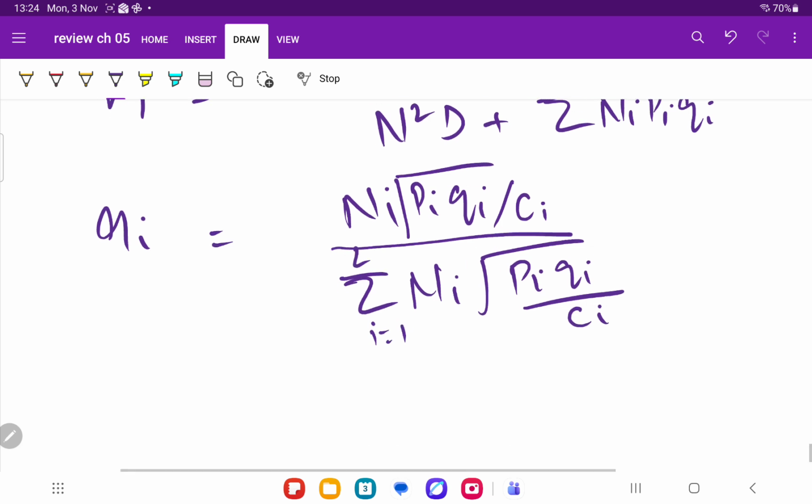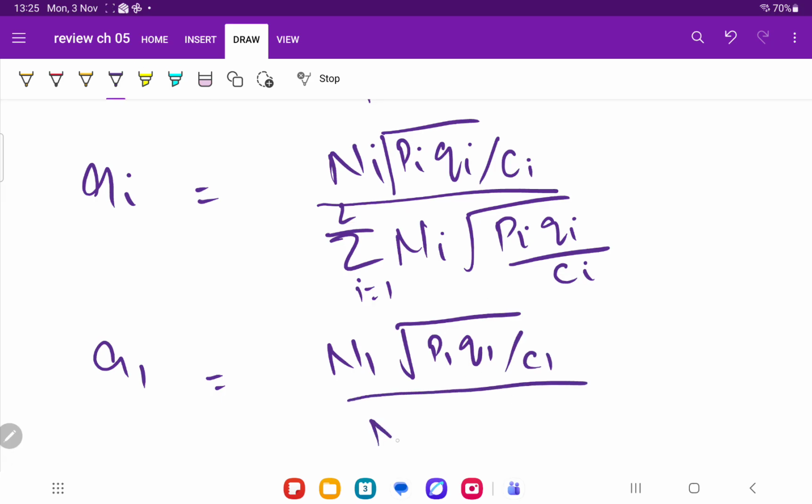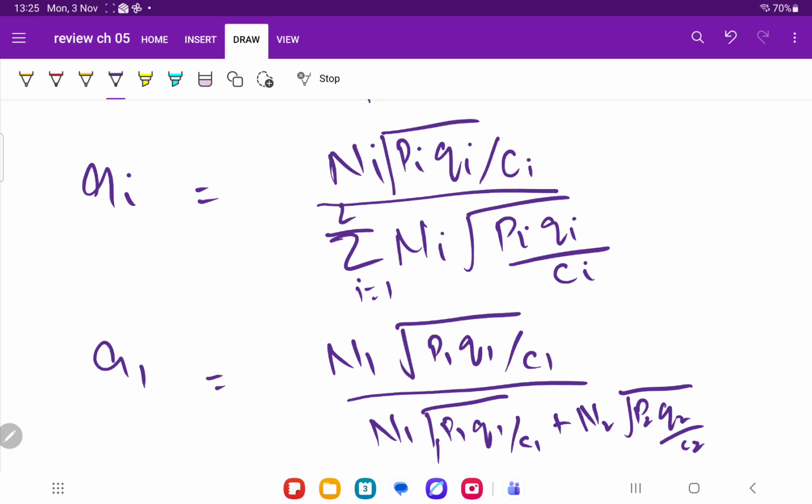So if you have 2 strata, it means that A1 is equal to N1 square root P1 Q1 over C1 divided by N1 square root P1 Q1 over C1 plus N2 square root P2 Q2 over C2. Okay, so that is the formula.